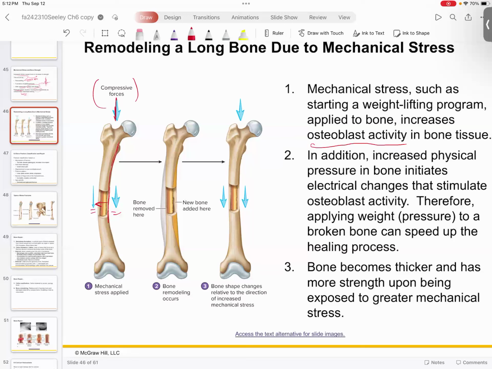Now, ultimately, what's going to happen is you're going to respond, you're going to change essentially the nature of your bone thickness. And so you're going to take away bone from the area that has little stress.